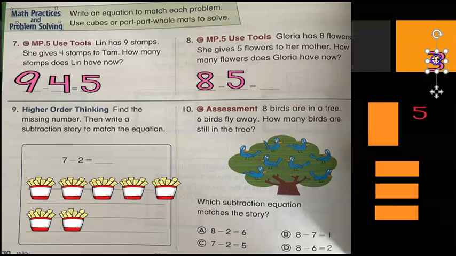3. You should still have 3 fingers sitting in your hand. They should be pointing up, okay? So look, here's our subtraction equation. 8 minus 5 equals 3, okay? Because Gloria, she had 8 flowers. But she gave 5 flowers to her mother. Now she only has 3 flowers left, okay? That's really how you're going to start reading this, okay?